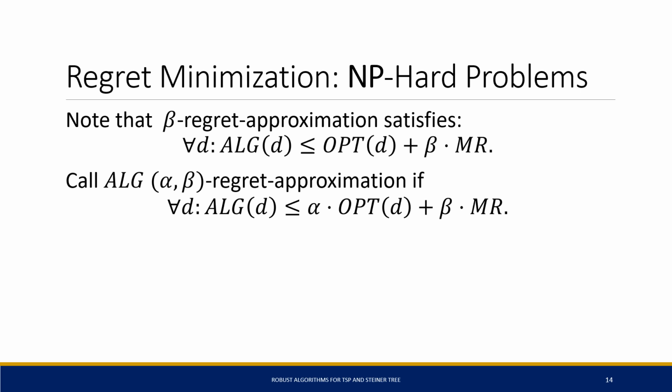So we should note here that MR in this definition of alpha beta regret approximation is the same MR in this inequality. That is to say, even though we're allowing some slack on opt in the definition of approximation, MR is still defined as the minimum regret of any solution against an adversary who's playing 1 times opt rather than alpha times opt.